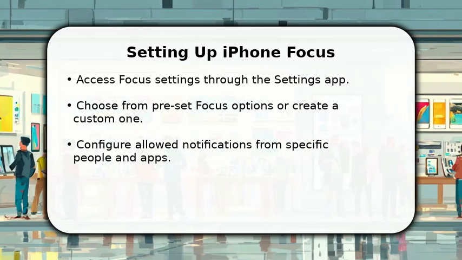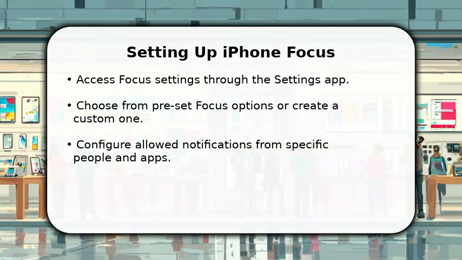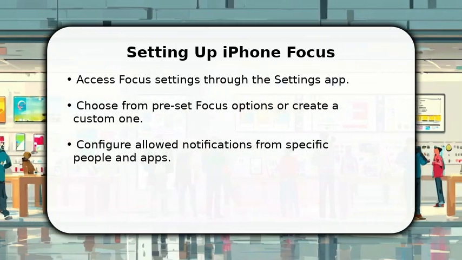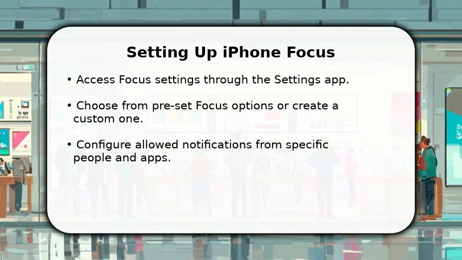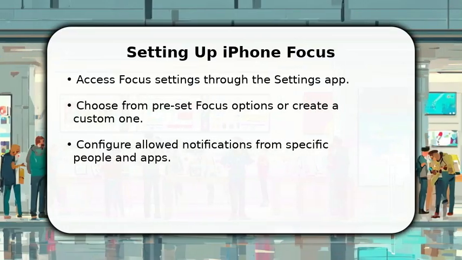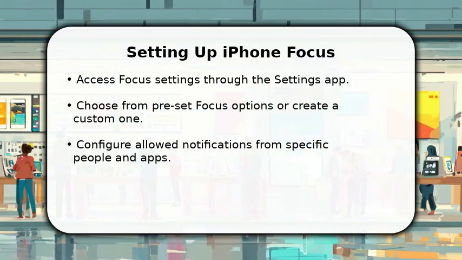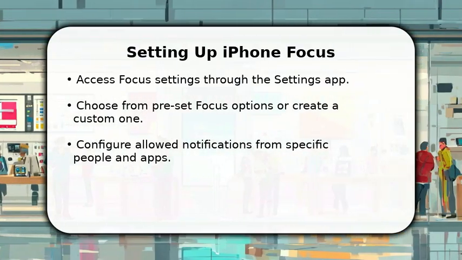In this video, I will explain how to make focus on iPhone. To begin, open your Settings app and tap on Focus. Here, you'll find several pre-configured focus modes like Do Not Disturb, Personal, and Work. You can also create a completely custom focus tailored to your specific needs. This initial setup is crucial for personalizing your notification experience and minimizing distractions throughout your day.